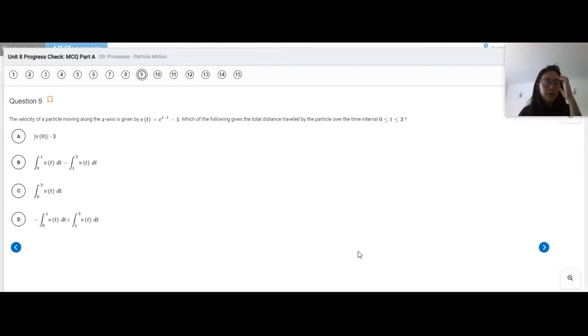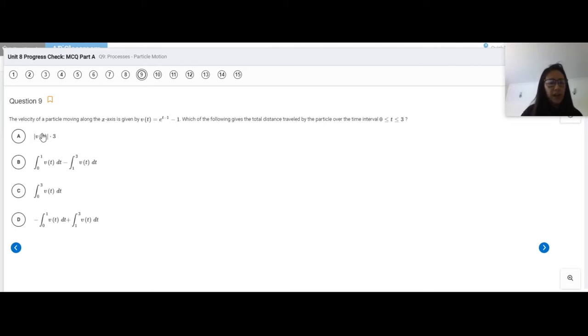We're going to go over the multiple choice Unit 8 progress check, Part A, number 9. So the question is in front of you. It says the velocity of a particle moving along the x-axis is given by v of t equals e to the t minus 1, and then minus 1. Which of the following gives the total distance traveled by the particle over the time from 0 to 3?